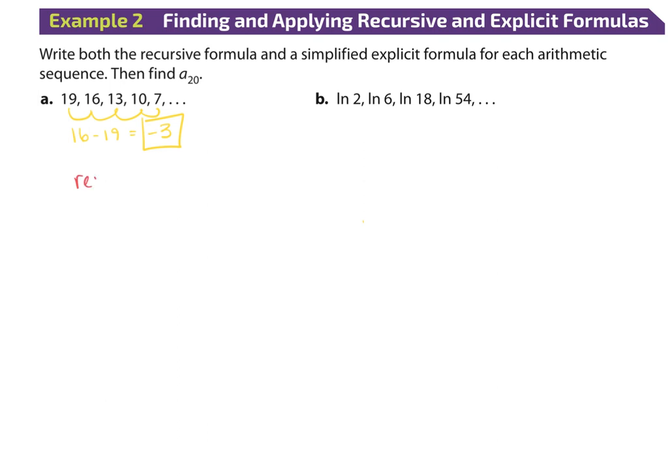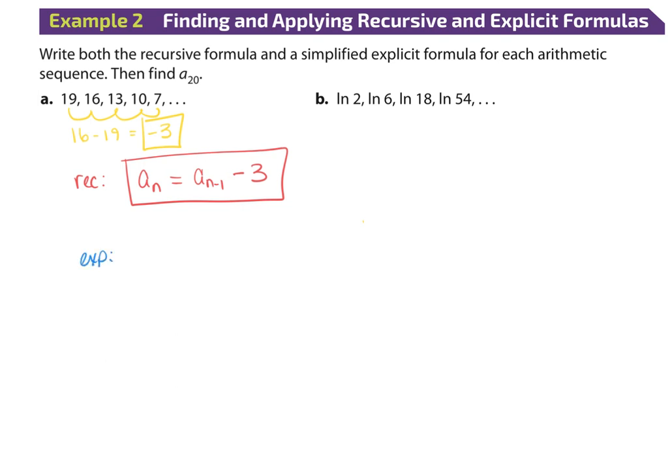All right, so this is going to be my common difference if that's what I'm looking for. Recursive is simple. So the recursive formula says, well, if I want to find some specific term, I'm going to take the term in front of it and just add my common difference. If I say plus a negative 3, it's much easier to just do minus 3. So this is my recursive formula.